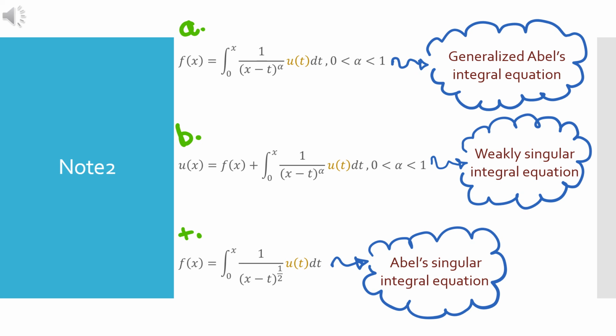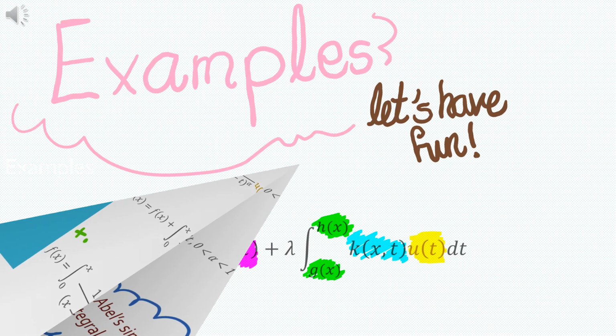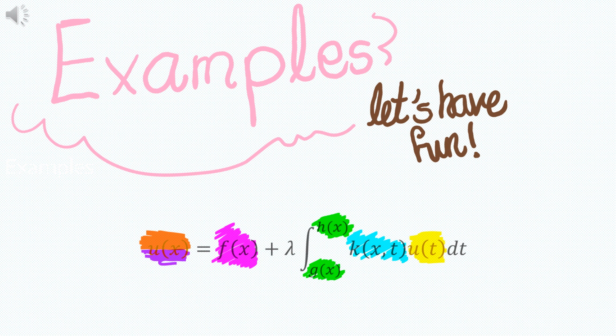What about the last one? The last one is a case where alpha is equal to half, and as we can see, it's a special case of a because u of x does not appear outside the integral sign, and we call it Abel's singular integral equation. Now let's solve some examples to make sure that we understand these classifications.